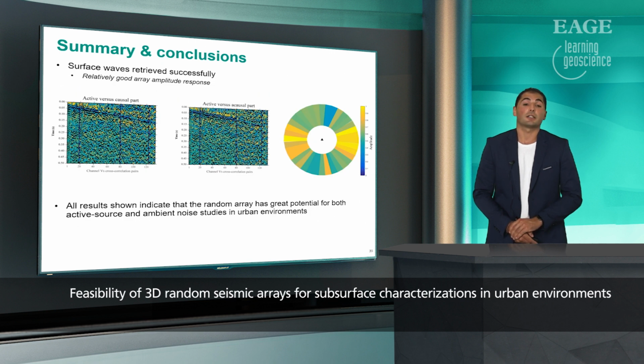If we look at our randomly distributed array, we can see that relatively good amplitude array response is seen, and the surface waves were retrieved successfully. Judging from all the results, we can say that at this site, the random array has great potential for both active source and ambient noise studies in urban environments.